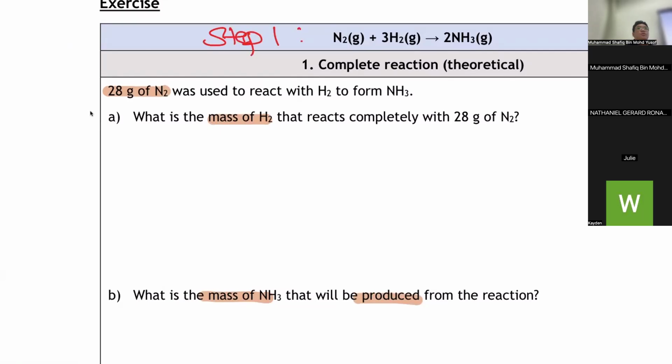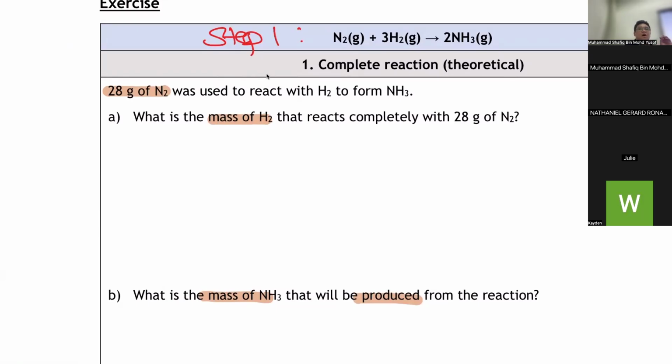If it's given to you, good. If it's not, please go and write the balanced equation yourself. By right, you are supposed to know certain reactions. I hope you all remember like your acid plus metal, all this. By default, you are supposed to know the reaction. Okay, step 1.